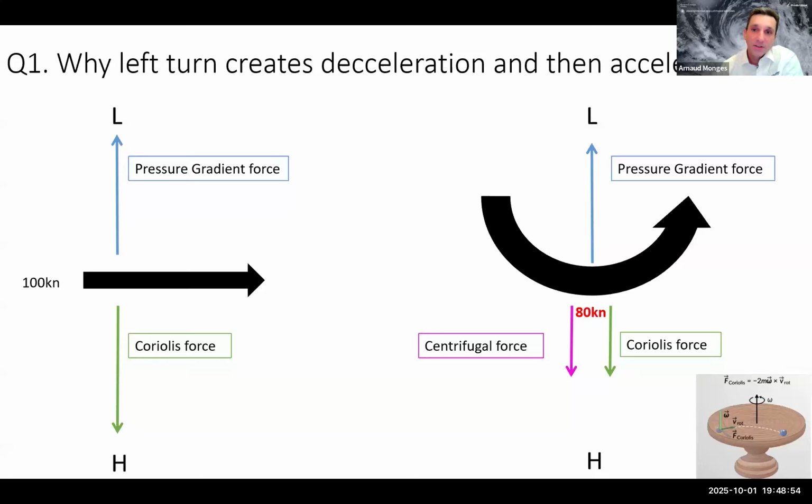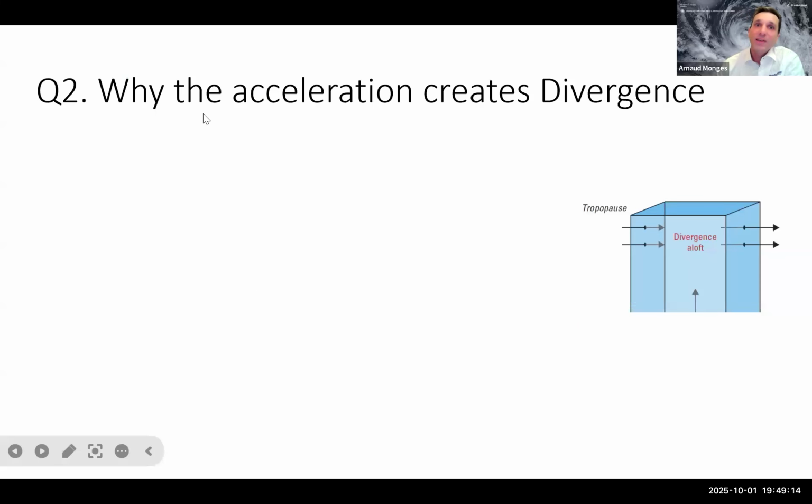Let's say 80 knots. So you have 100 knots at the entrance in a straight line, 100 knots at the exit. So clearly you have a deceleration, but most importantly, you have acceleration of the wind when you are exiting the trough. So we have answered this question, number one. And number two is why the acceleration creates divergence.